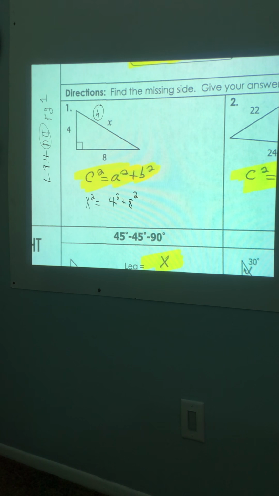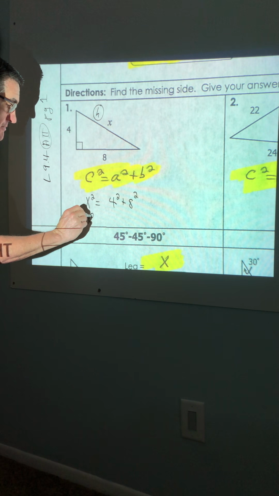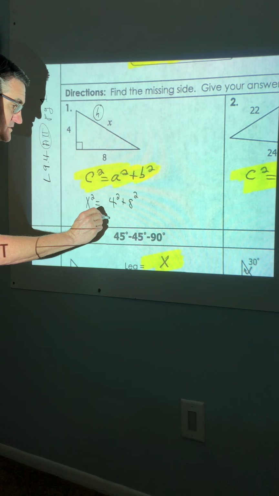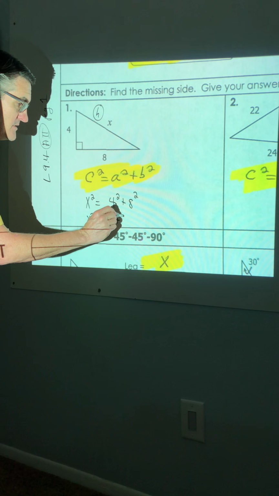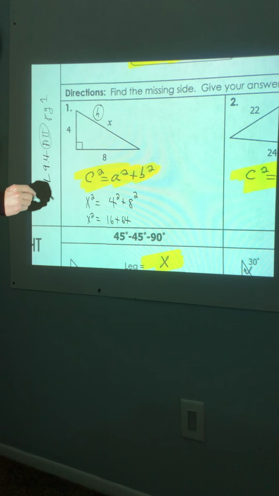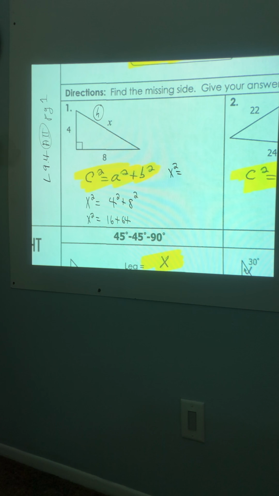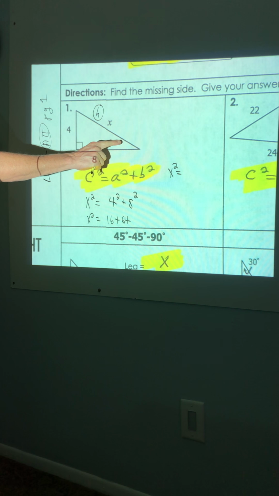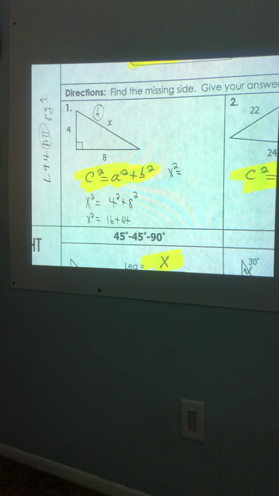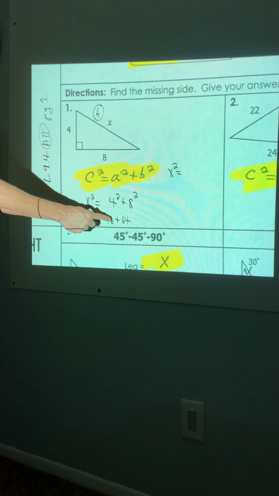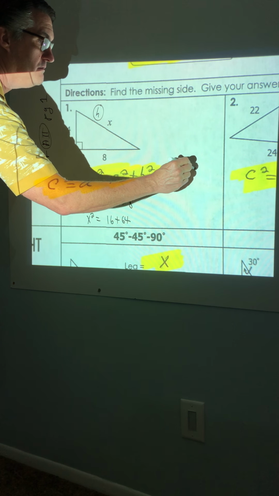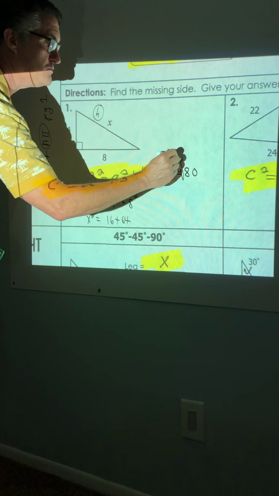When you get here, you're going to square these numbers, not double them. So now you have x to the second power equals 4 times 4 is 16, and 8 times 8 is 64, okay? Keep the x squared, and now we're going to total this up. So when the hypotenuse is missing, you're going to be adding up the legs after you square them. 16 plus 64 is 80. All right, hit the square root button.